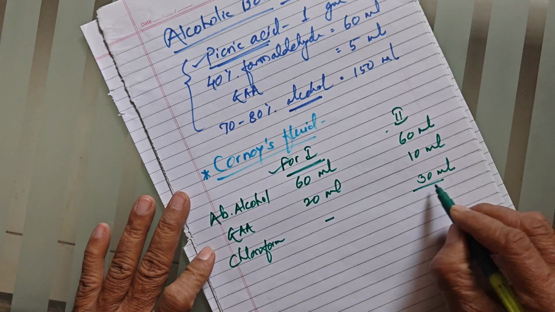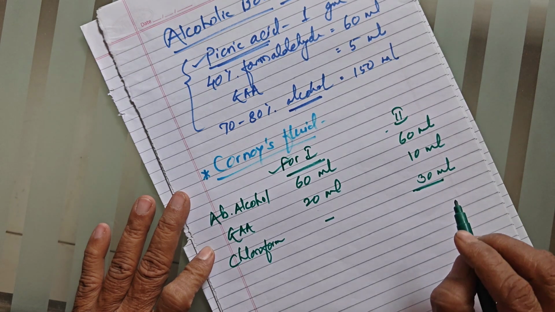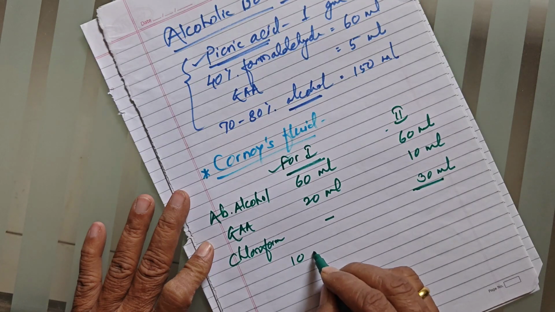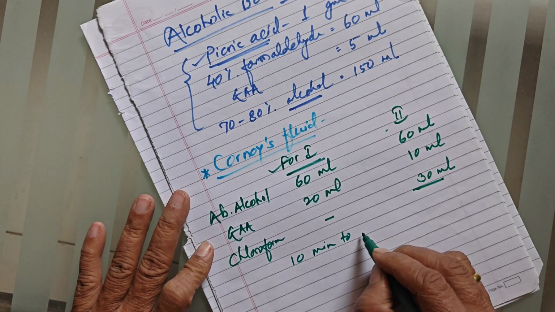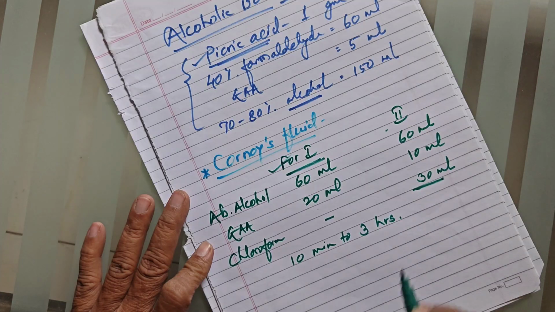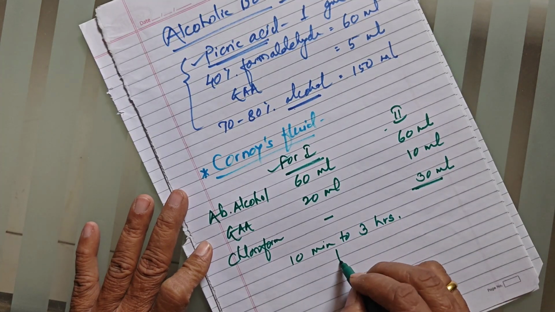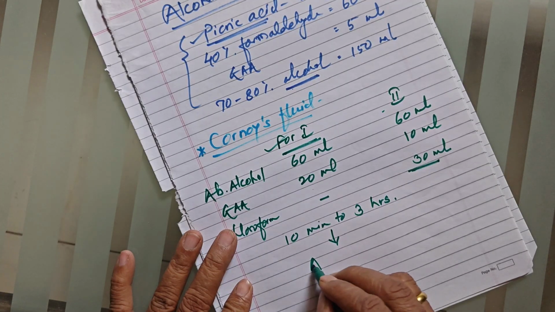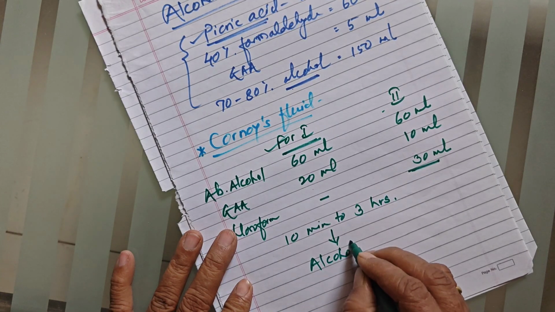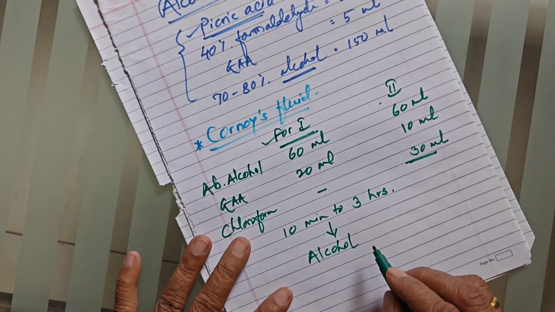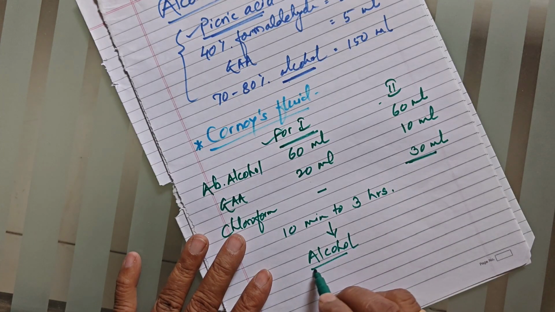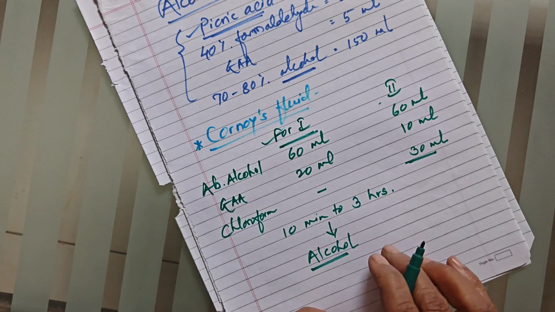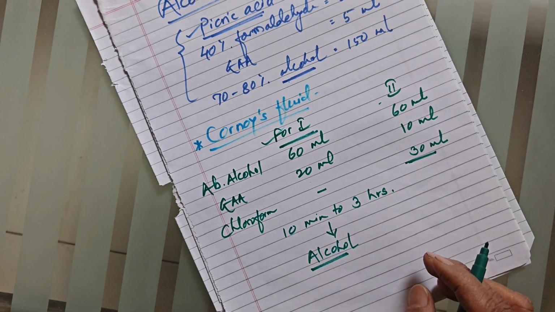Although the chloroform increases the rate of penetration, the period of fixation is recommended as 10 minutes to 3 hours. And the fixed tissues are directly transferred to alcohol. That is, it is not necessary to wash the tissue in water. The tissues are directly transferred to 70 or 80% alcohol. So this is the advantage of Carnoy's fluid.